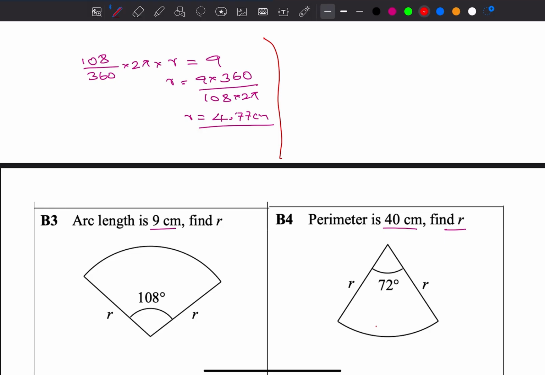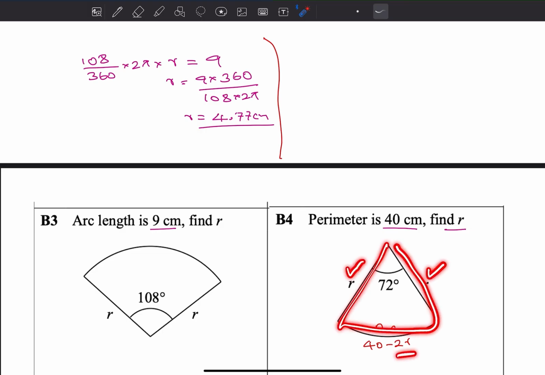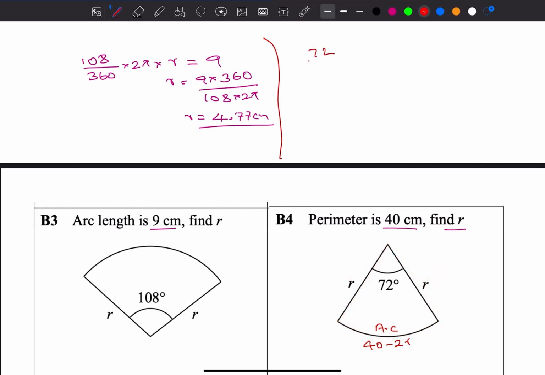So what the arc length is: 40 total, take away your 2r, that will be the arc length, because the whole thing is 40. Taking these 2r from that 40 will give you that arc length. So it's 72 divided by 360 times 2 pi times r is equal to 40 minus 2r, that's your arc length.